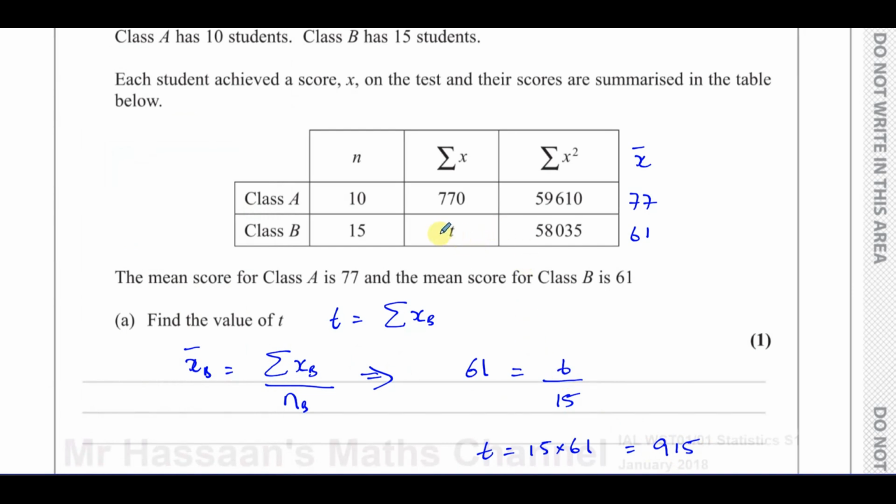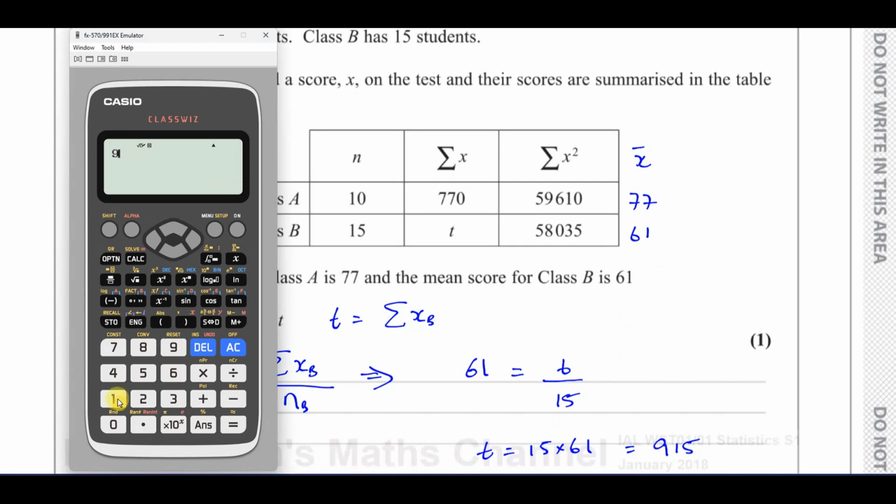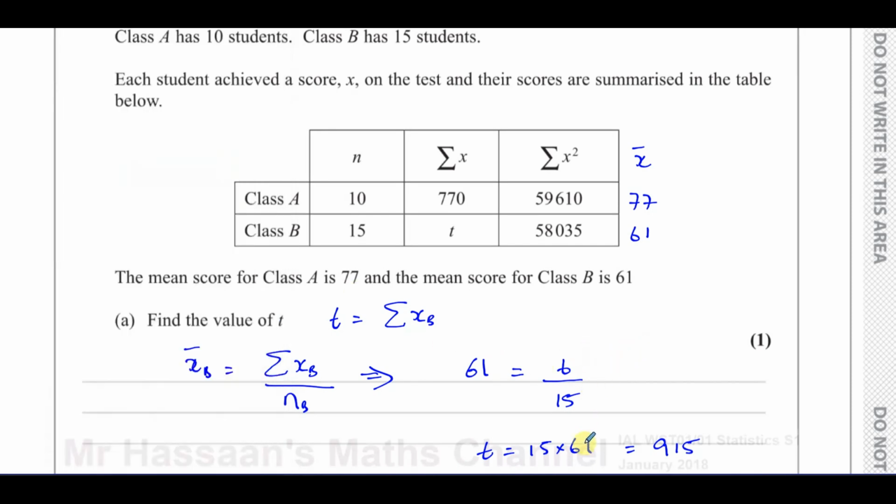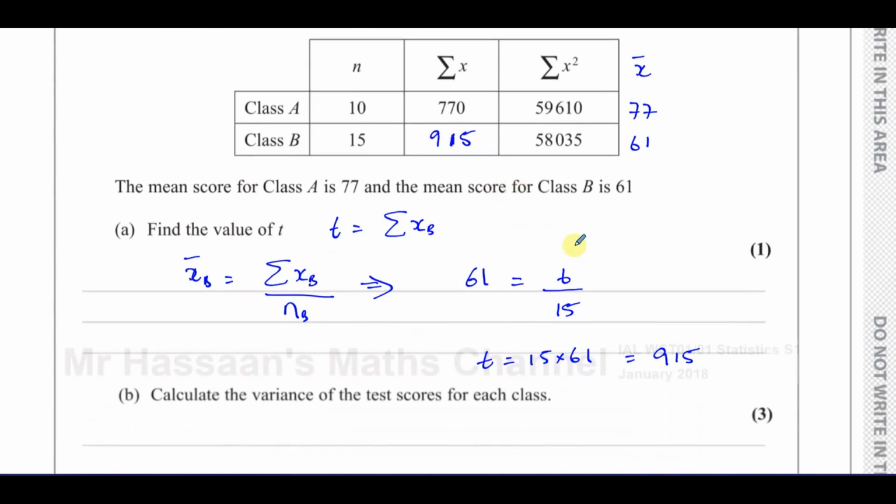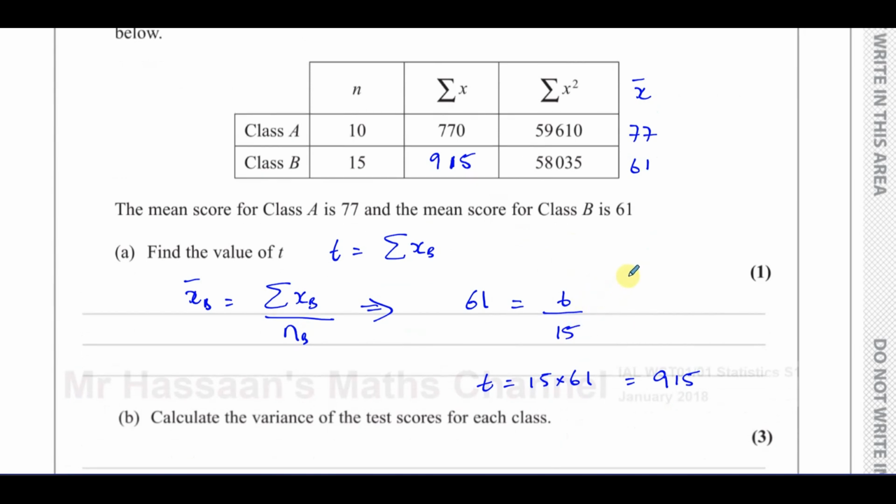915. Okay, that's the value of T. The sum divided by the number of entries gives you the mean. So we can make a little test. 915 divided by 15 gives you 61. So we know we found the value of T, and that is 915. I'll write it like that now in case we need to use it again. All right, now it says calculate the variance of the test scores for each class.